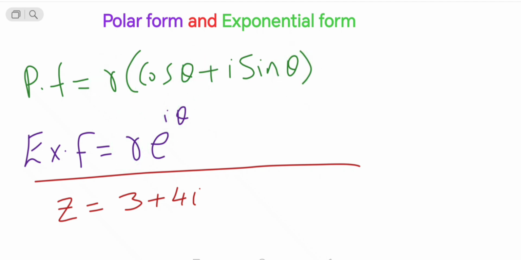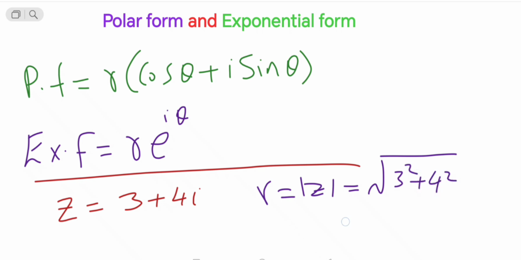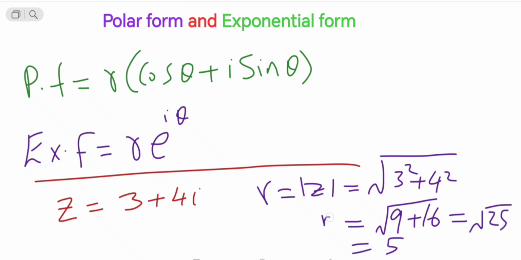So r, what is r? R is a modulus. We learned in previous videos. R is a modulus, so r equal to mod z. Which is equal to square root of 3 square plus 4 square, which is equal to square root of 9 plus 16, which is equal to square root of 25, equal to 5. So r equal 5. Now we need to find theta.